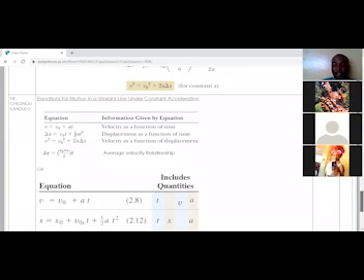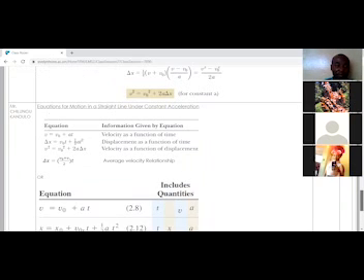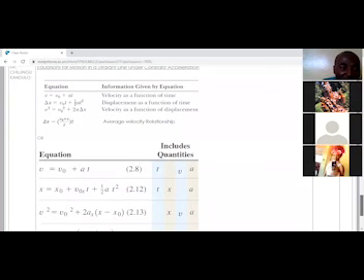So guys, simply the equations are those. V equals V naught plus AT. Your job is just to know how to apply them. Delta x equals V naught t plus AT squared over 2, or half AT squared. V squared equals V naught squared plus 2 A delta x.